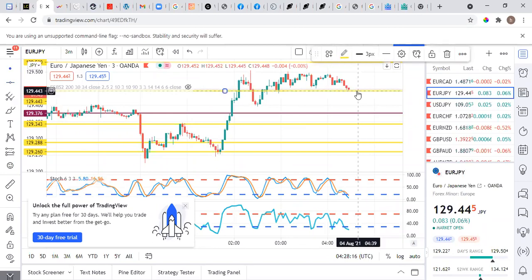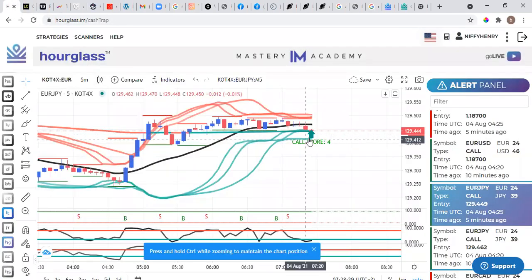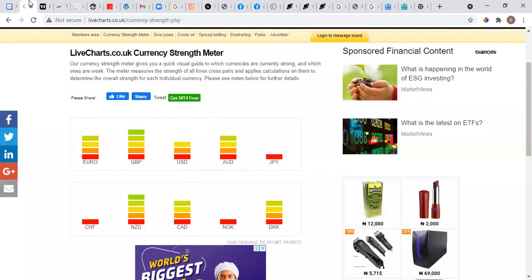I can see a floor here. Okay, so there's a potential buy at this price, 448. Euro is stronger than JPY. You're seeing an arrow up in your Cash Trap, which is the second confirmation. The question is, did the green arrow appear in Cash Trap? And the green arrow actually did. And at what price? At this price, 449.